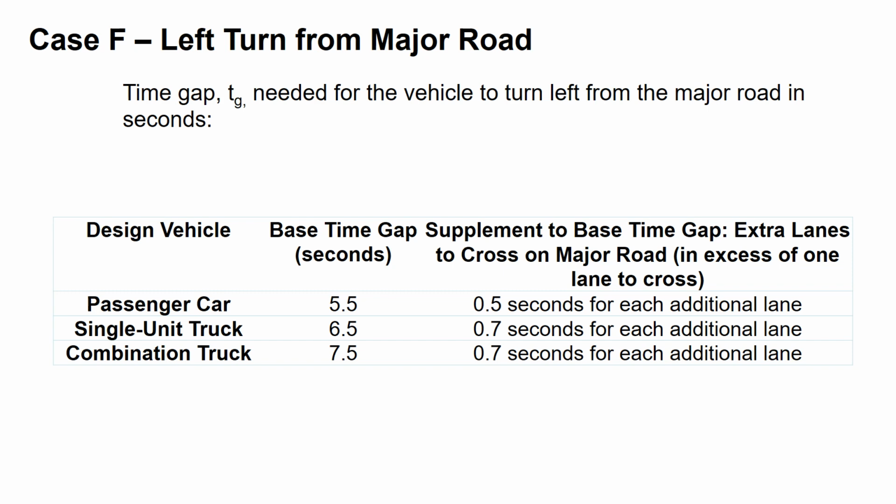And our time gap, T sub G, for a left turn from the major road onto a side street or into a property: 5.5 seconds for passenger cars, 6.5 seconds for single unit trucks, 7.5 seconds for a combination truck. And for the extra lanes to cross, half a second for the passenger car, and then 0.7 for both of the truck scenarios. And this is in excess of 1 lane to cross.